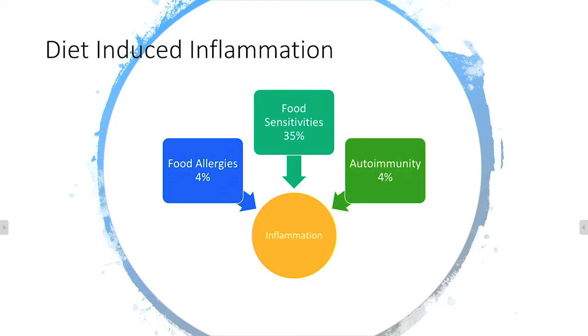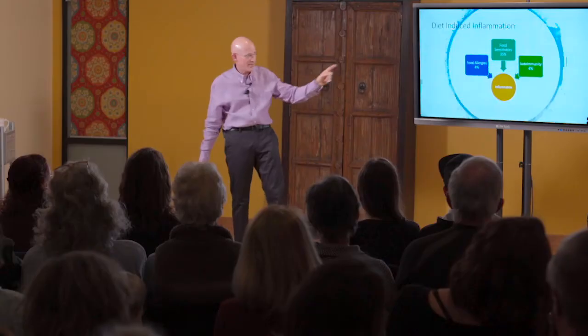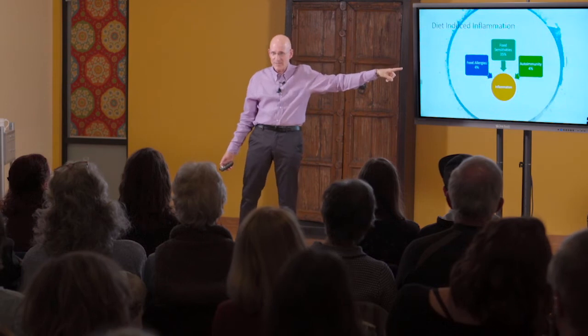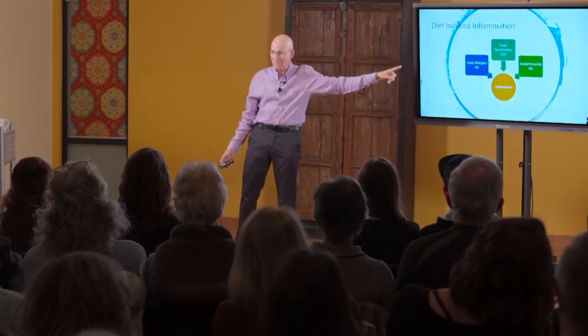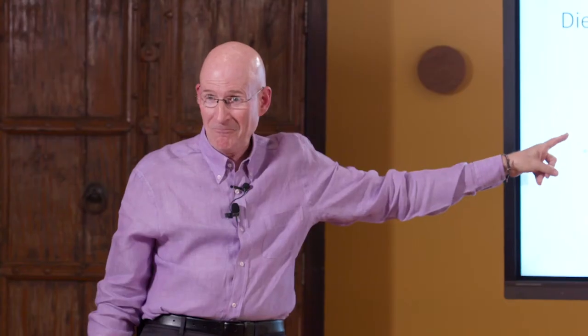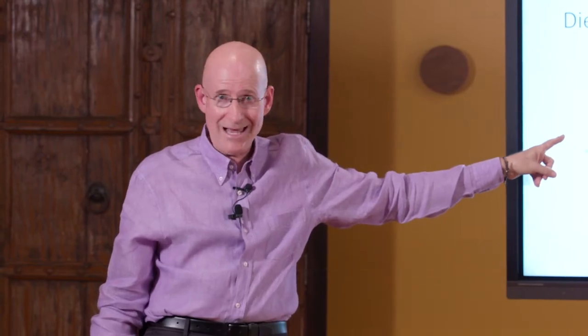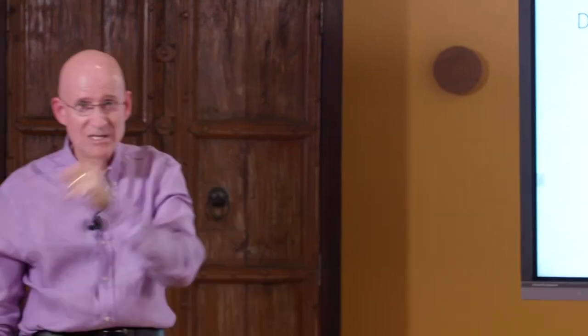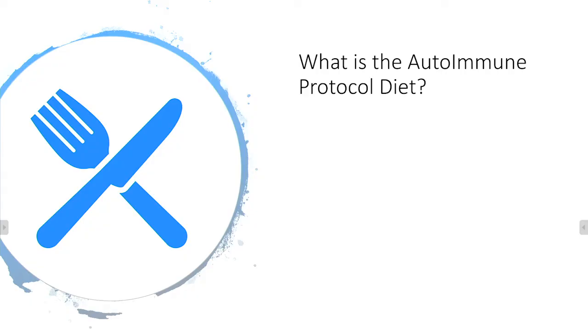And you have about 4% of individuals that actually foods are causing autoimmunity. But by the way, guess how much of the population has autoimmunity? About 4%. Think it's a coincidence? I don't think it's a coincidence. Food has a huge relationship to the triggering of the autoimmune response.